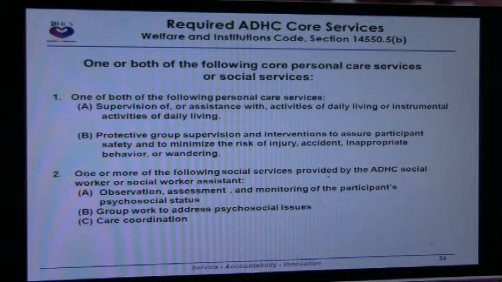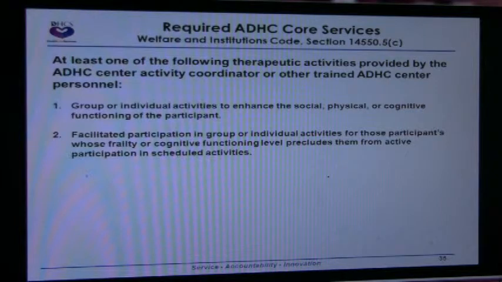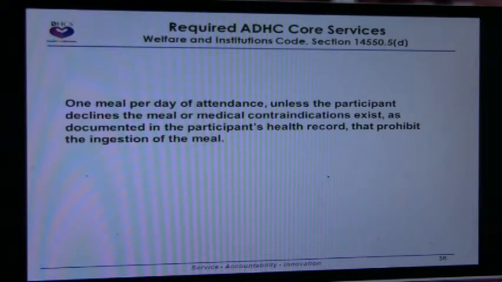And here are, again, the core services, social services or personal care services each day. Somebody could have personal care services one day, social services another, or all personal care services and no social service needs, or vice versa. This is what the law says about what they need to have on a daily basis for that core service category. For therapeutic activities, again, the definitions of what those are, the need for them every day is what gets them meeting that eligibility criteria, number 5.